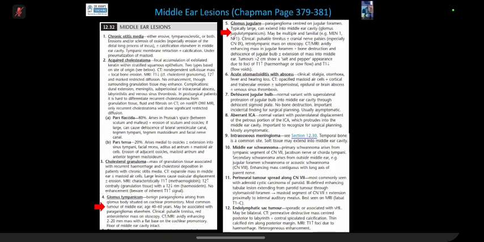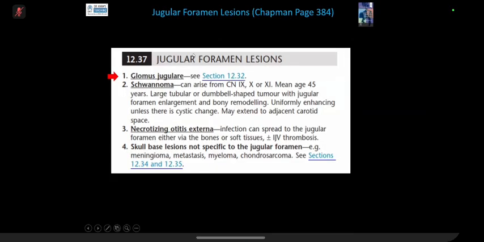Please remember that they are associated with various types of syndromes. They can be familial, they can be bilateral, and they can be multiple. And interestingly, when they are in the adrenals, we call them pheochromocytomas. So the point is that you can get long cases. In your book, there is another differential, which is jugular foramen lesions. Glomus jugulare is one of them.